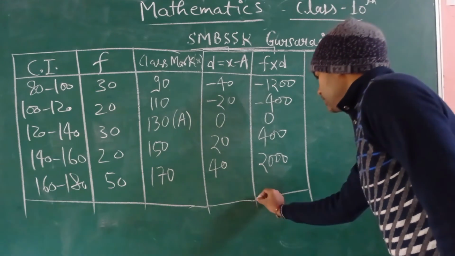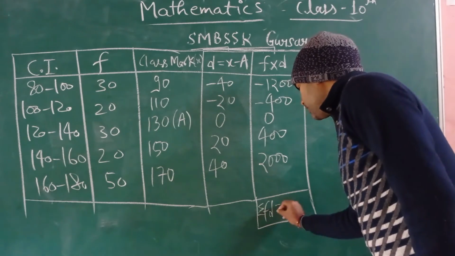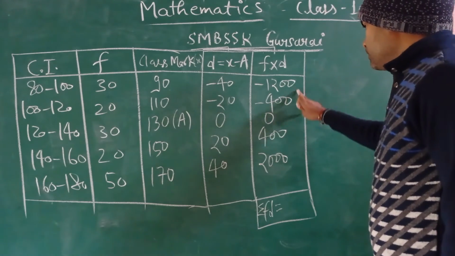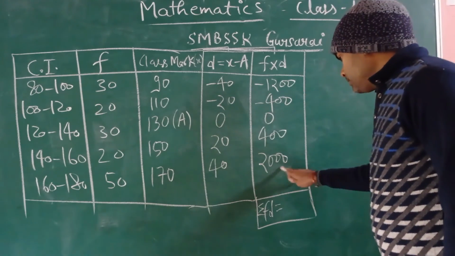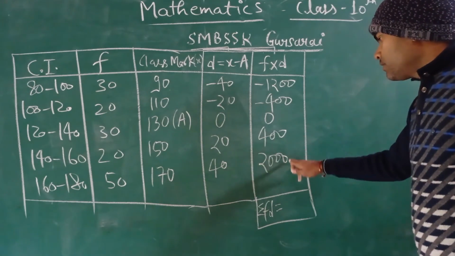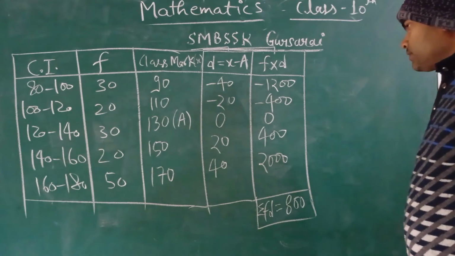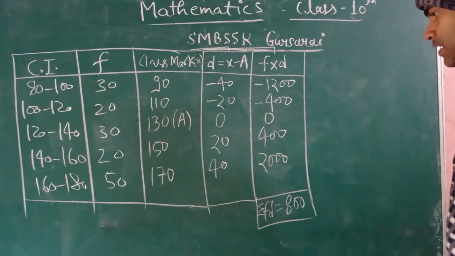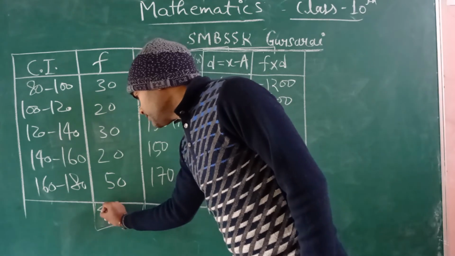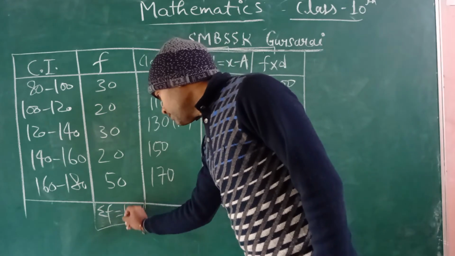Find the sum. Sigma fd is minus 1200 minus 400 plus 0 plus 400 plus 2000, which is plus 800. Sigma fd is plus 800, and sigma f is the sum of the terms. Sigma f is 150.